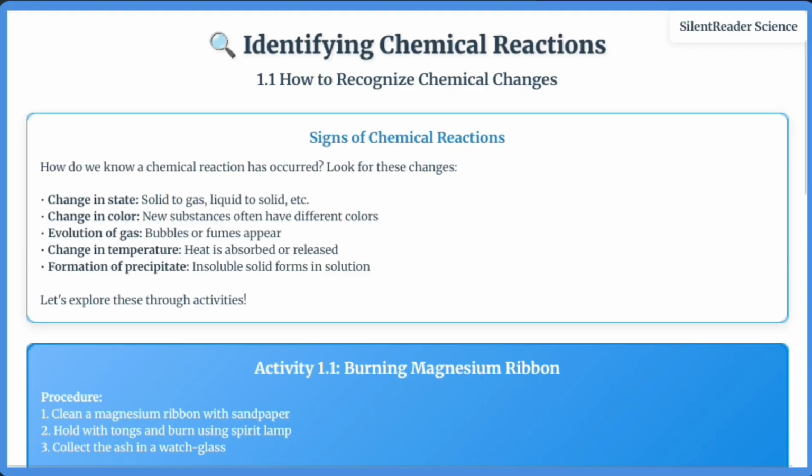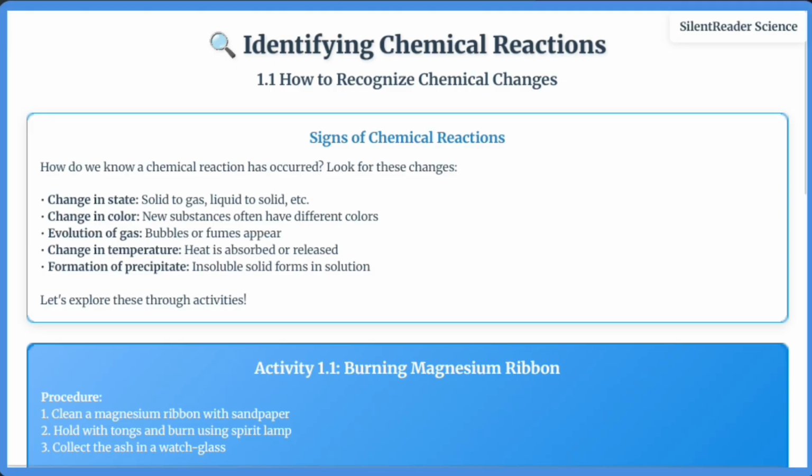Let's begin by learning how to identify chemical reactions. How do we know when a chemical reaction has occurred? Look for these telltale signs: change in state, change in color, evolution of gas, change in temperature, or formation of a precipitate. In Activity 1.1, we burn magnesium ribbon and observe it burning with a dazzling white flame, producing white magnesium oxide powder. This shows both change in state and change in color.